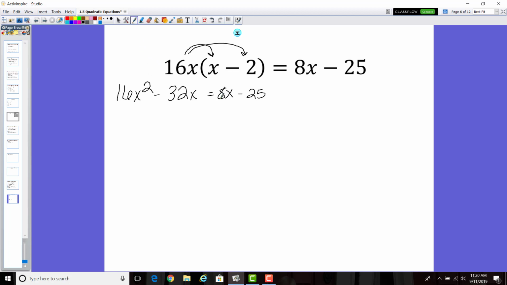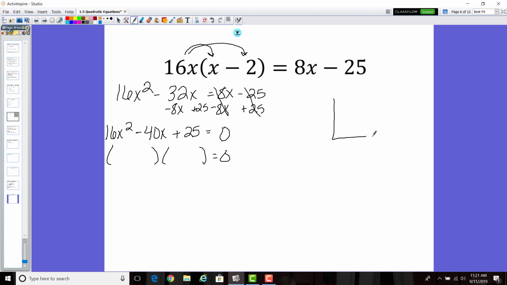I still want to use factoring, so we're going to subtract 8x, and then we can add 25. So that will cancel, and I'll get 0 over here, and I get 16x squared minus 40x plus 25. Okay, again, this is a box method problem because it's 3 terms and the coefficient of my squared term is greater than 1. So we know it's going to factor into this.